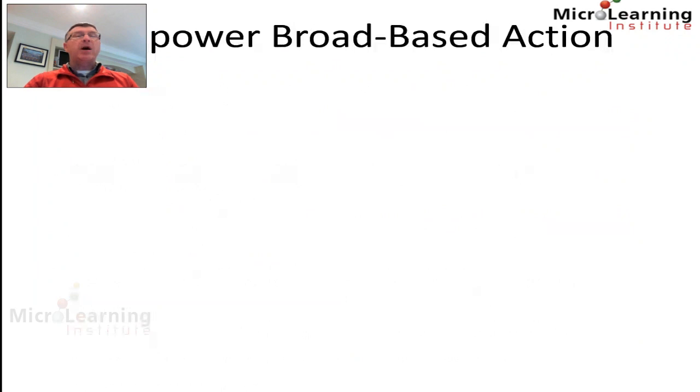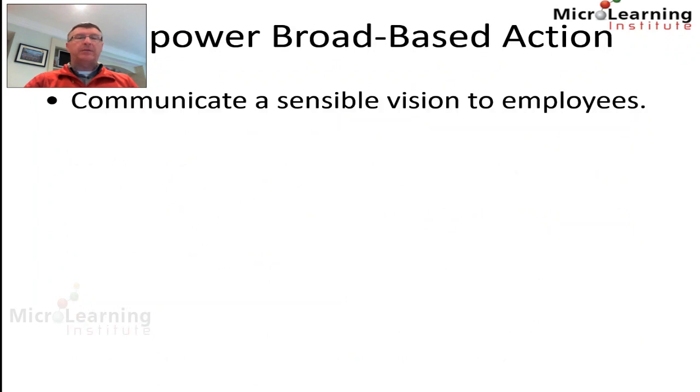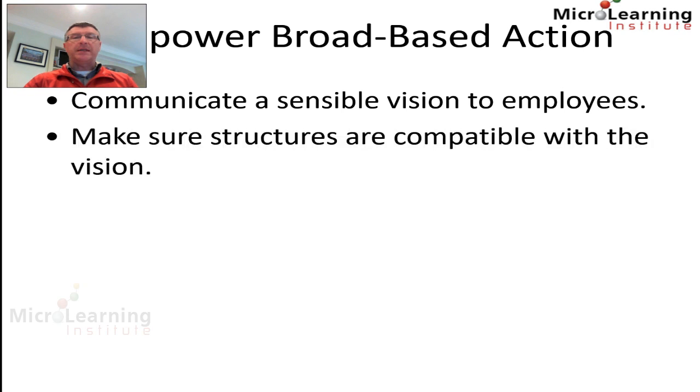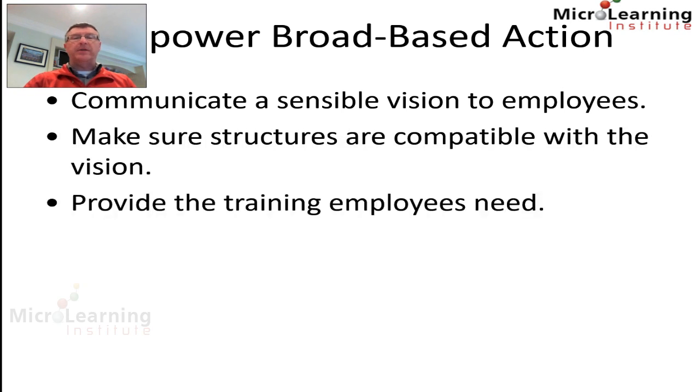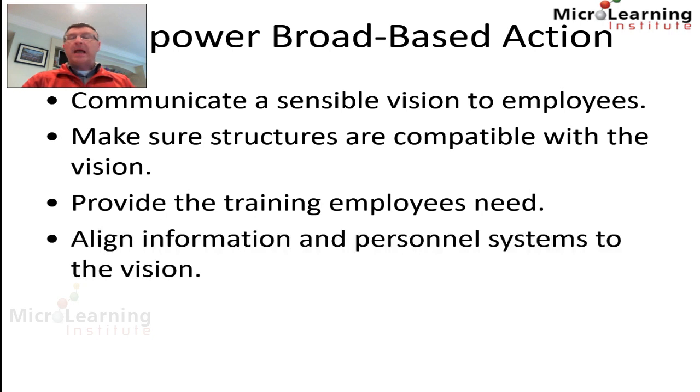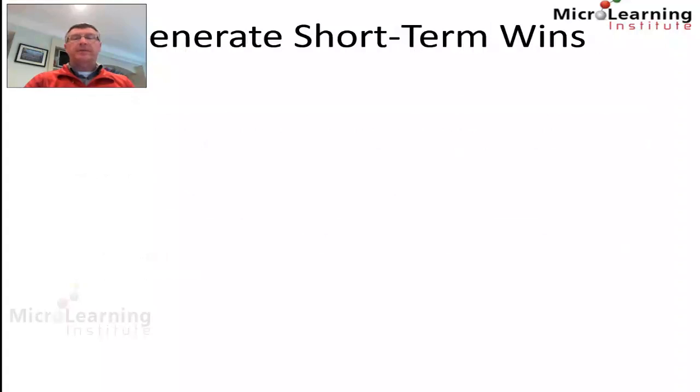Next, we need to empower broad-based action. So we need to communicate a sensible vision to the employees and staff and make sure that structures are compatible with the vision. We need to provide the training that employees need, and we need to align information and personnel systems to support the vision.